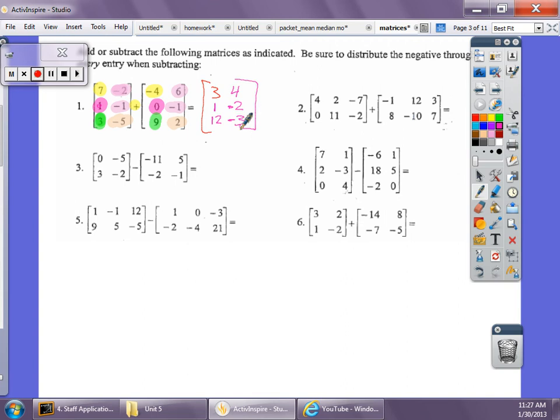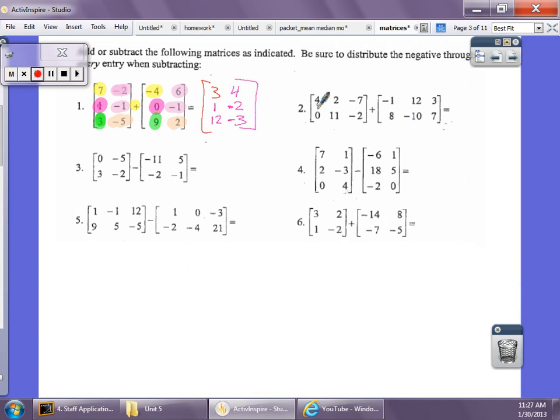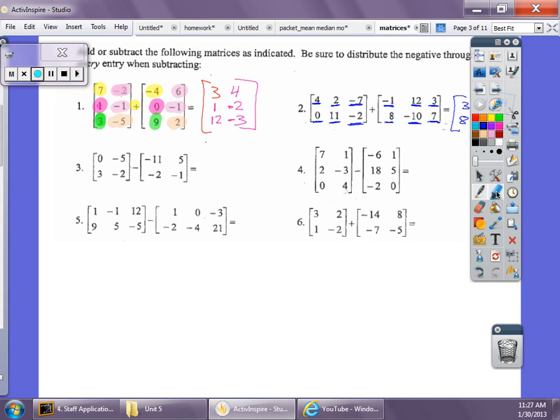So we can look at number 2. And we start here. We have 4 plus a -1. 4 plus -1 is 3. 2 plus 12, 14. -7 plus 3, -4. Now we go down here. 0 plus 8. 11 plus -10 is 1. And -2 plus 7, 5.